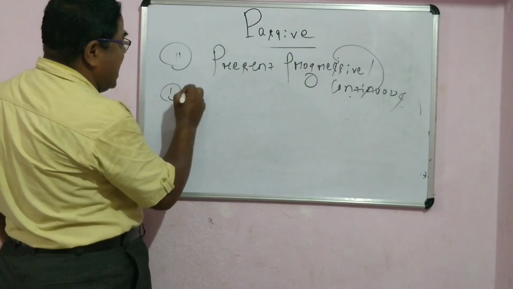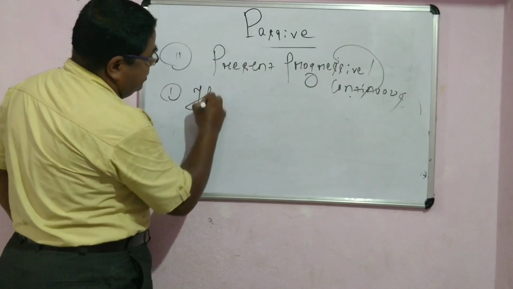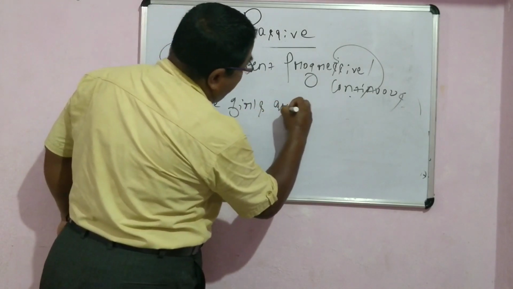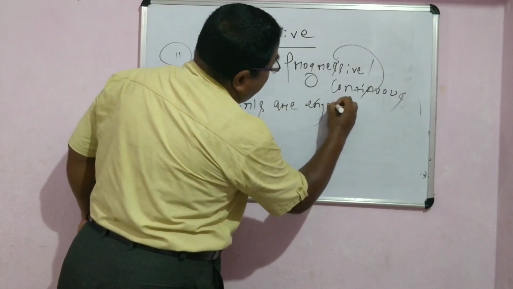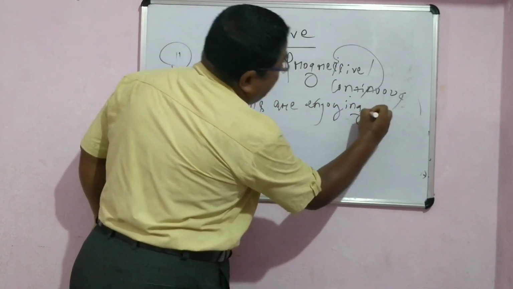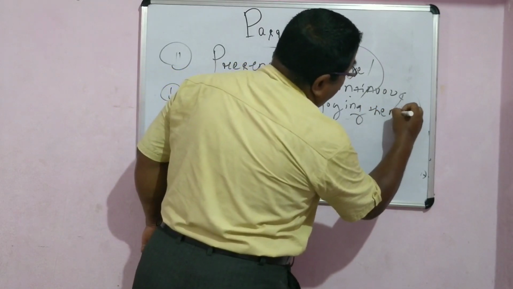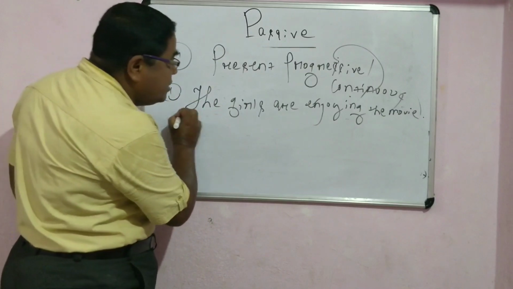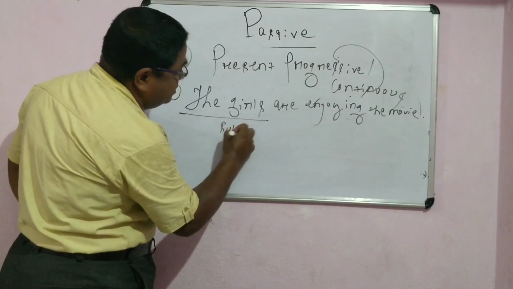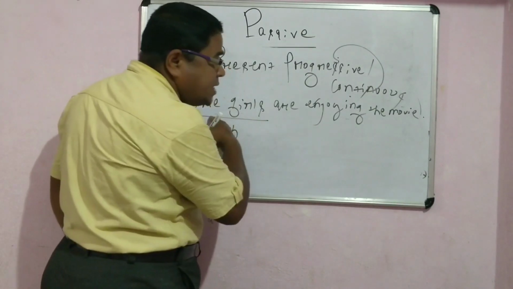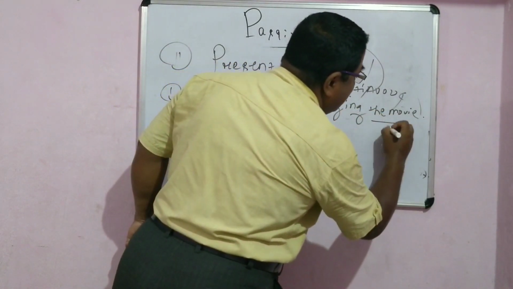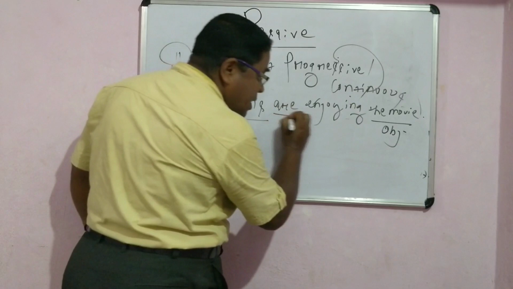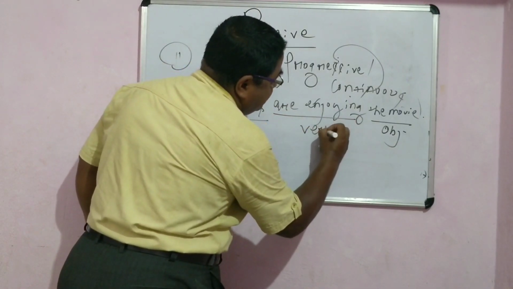Suppose the question is: the girls are enjoying the movie. Who are enjoying? The girls. The girls is the subject. What are the girls enjoying? The answer is the movie. The movie is the object. And what are the girls doing? Are enjoying. Are enjoying is the verb.